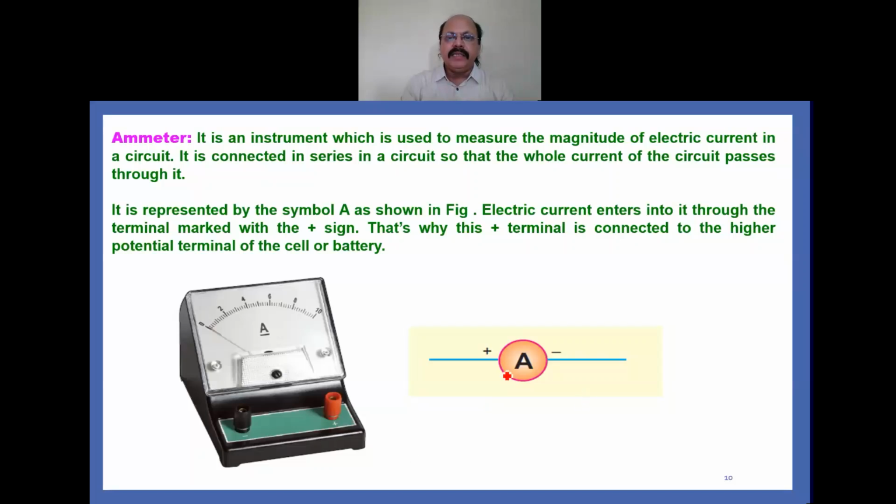And that is represented by the symbol A, and you can see that it has two terminals, one positive and another negative. Similarly, these terminals here, this is positive and this one is negative. The electric current enters into the terminals marked with positive and negative signs. The positive terminal is connected to the higher potential of the battery and the negative terminal is connected to the lower potential of the battery, and with the help of that we can measure the current in the circuit.